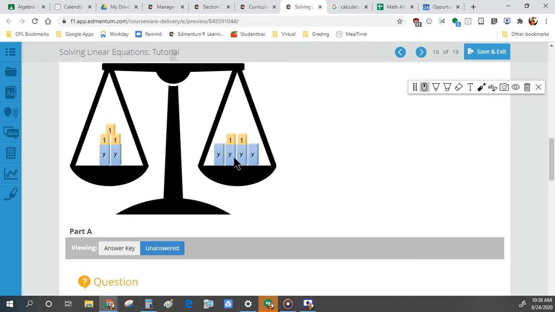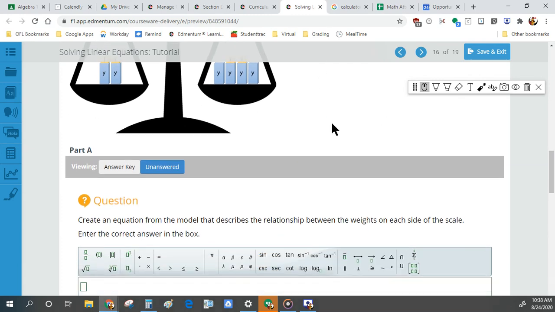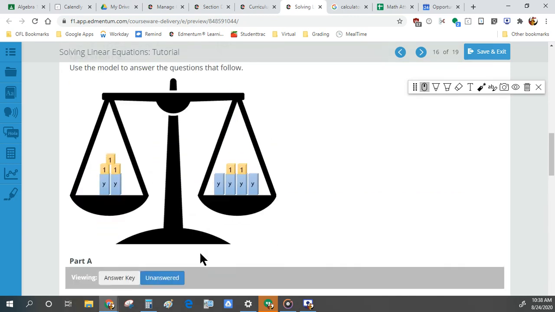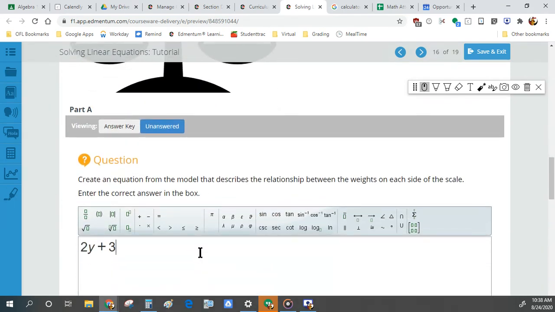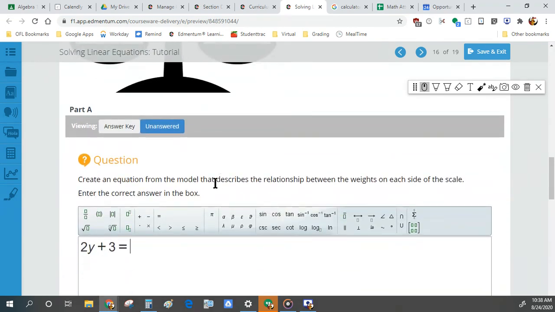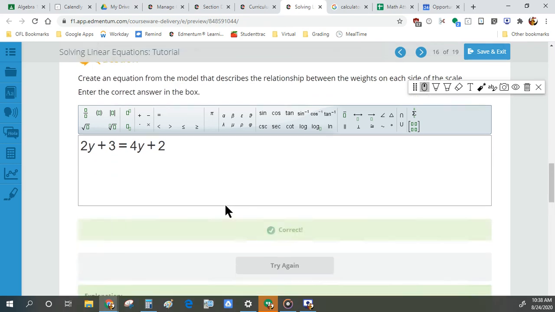They kind of drew the y's a little big, so don't always rely on the size to represent how big a number is. So when we're doing this, it wants us to create an equation. That's what I did first. 2y plus 3 equals, where's my equal sign? Equals this 4y plus 2. 4y plus 2. And that's all they wanted us to do. They just wanted us to make an equation.